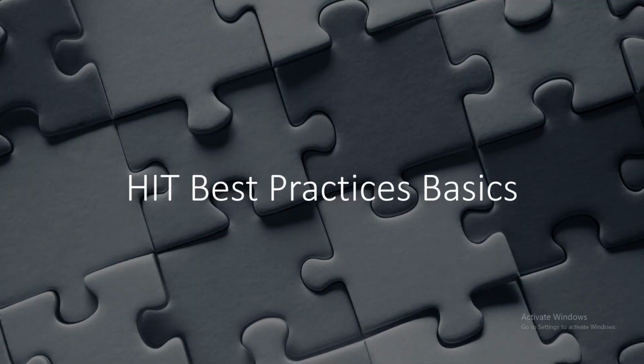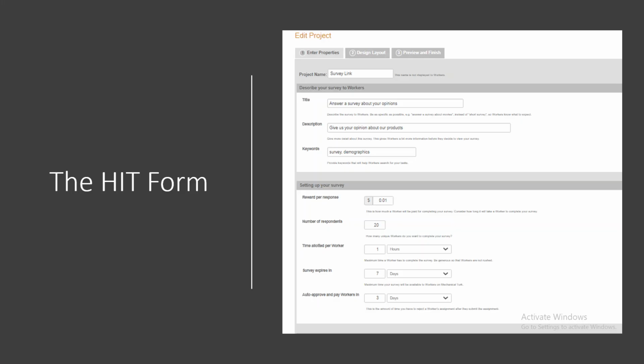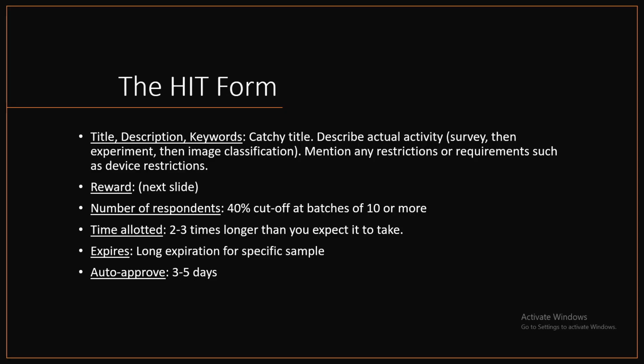A couple of HIT best practices. So when you're actually filling in this HIT form, a couple of suggestions. Title, description, keywords should be catchy and should be engaging, but you also want to describe the actual activity. That way, if people get lost, they know exactly what they're supposed to do. And so, if there's a survey and an experiment and an image classifier, and they take the survey and then they end up on some random website, they know they've gotten in the wrong place.